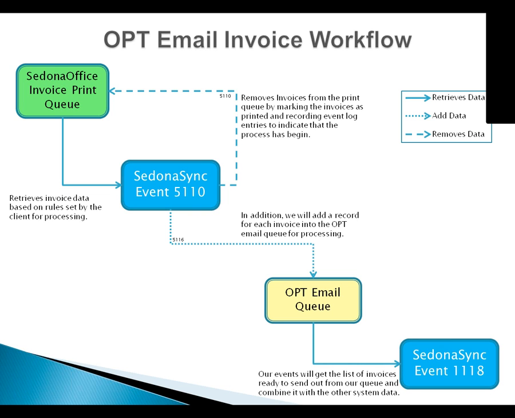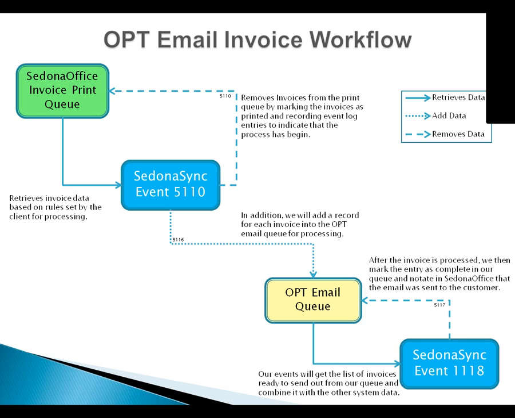We then run our email invoicing events to collect the invoices out of the email queue based on the different criteria. So in this particular case, if we did not process the invoice till the invoice date, they would sit in the queue and be retrieved at the time it's ready to be transmitted. Once the invoice has been emailed successfully, we then remove it from the email queue and move on to the next invoice.